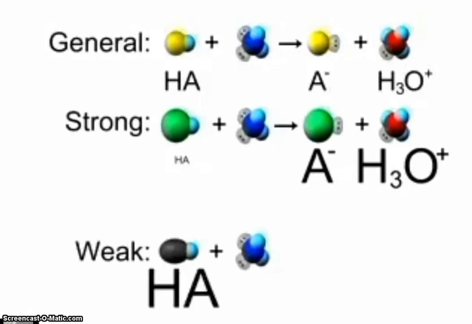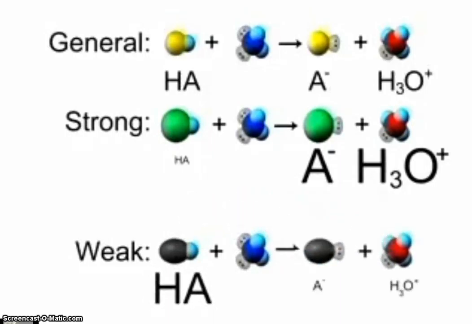In contrast, proton transfer from a weak acid to water becomes balanced by proton transfer from hydronium ion to A-. So the final hydronium ion concentration is much less than the original acid concentration.